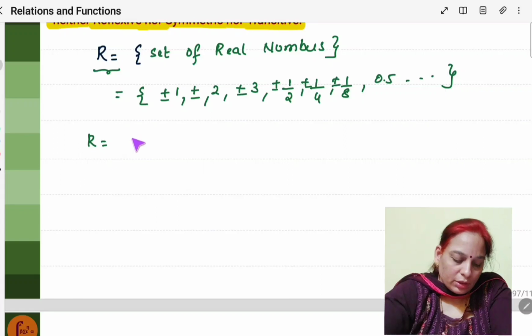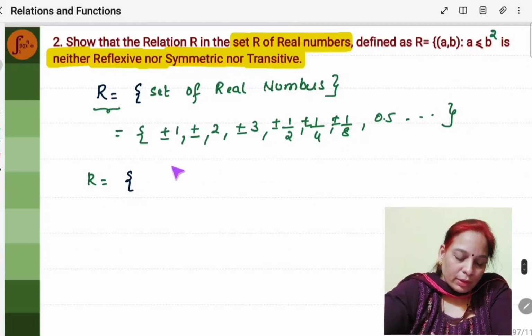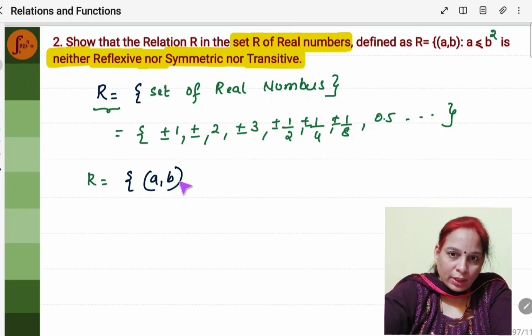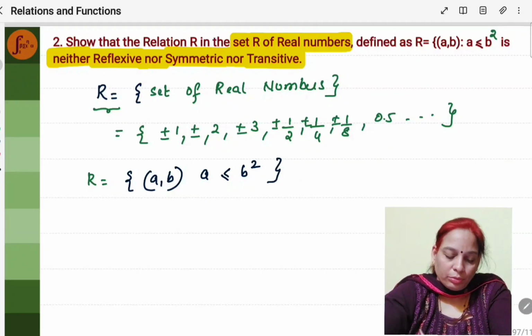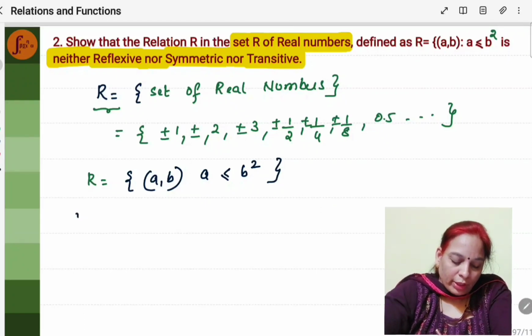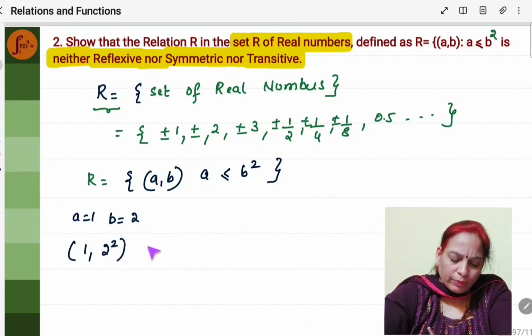So now what is the relation given here? The relation is: if you have an ordered pair where the first element is A and the second element is B, then A should be less than or equal to B square, right? This is how the relation should be. Now for example, if I take A is equal to 1 and B is equal to 2, then the ordered pair would be 1 comma B square, that is 2 square, which is going to be 1 comma 4.